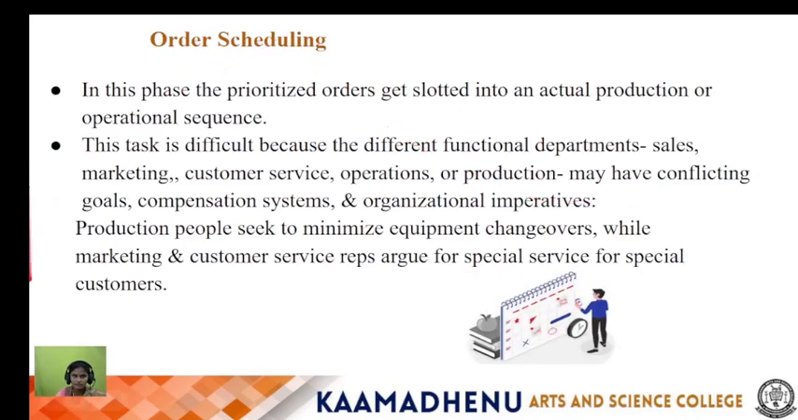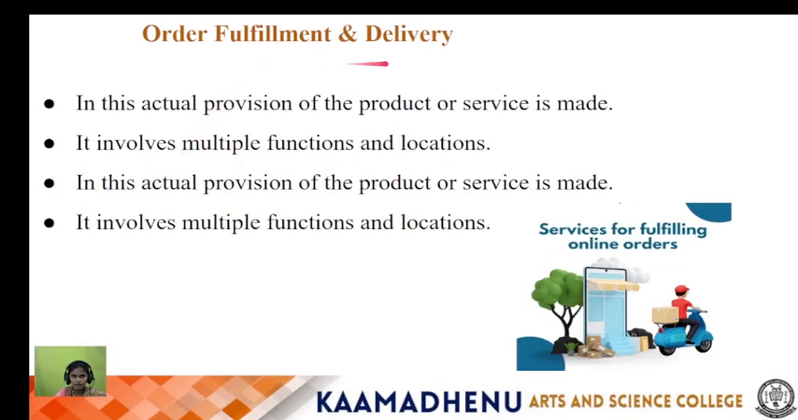Next one, order scheduling. In this phase, the prioritized orders get slotted into an actual production or operational sequence. This task is difficult because the different functional departments, sales, marketing, customer service, operations or production, may have conflicting goals, compensation systems and organizational imperatives. Production people seek to minimize equipment changeovers while marketing and customer service reps argue for special service for special customers.